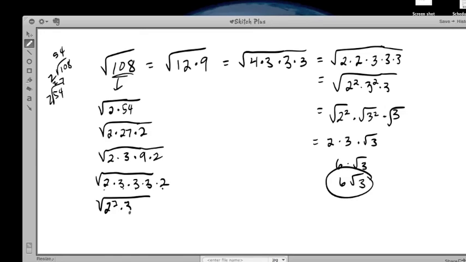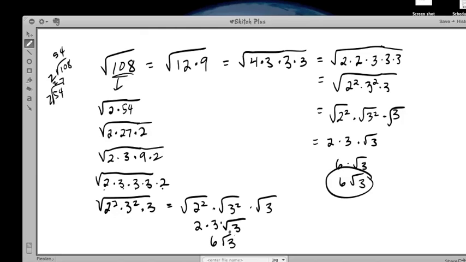So I have 2 2's, so I write that as 2 squared. I have 3 3's, but I'm going to write 3 squared times 3 so that I can take out the 3, or I can undo the squared of the 3. So that's the same as the square root of 2 squared times the square root of 3 squared times the square root of 3. The square root of 2 squared is 2. The square root of 3 squared is 3. And that's times the square root of 3. I can multiply the numbers outside my radical as 6. 6 times the square root of 3.